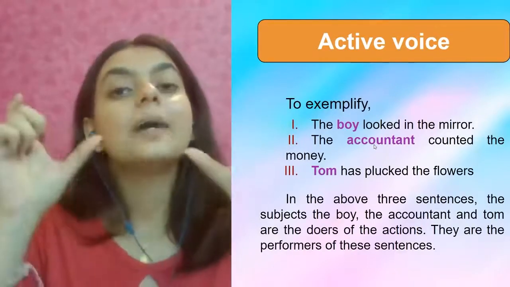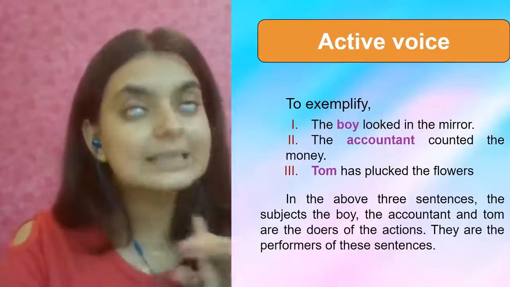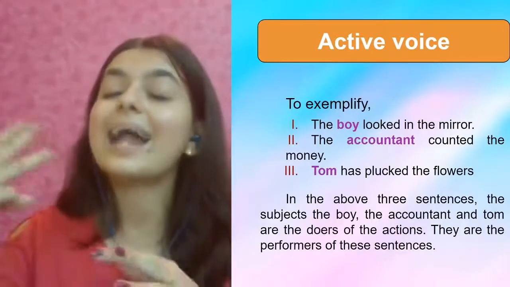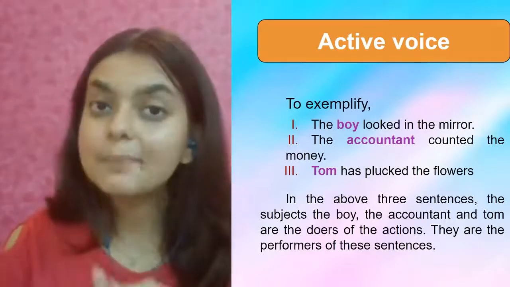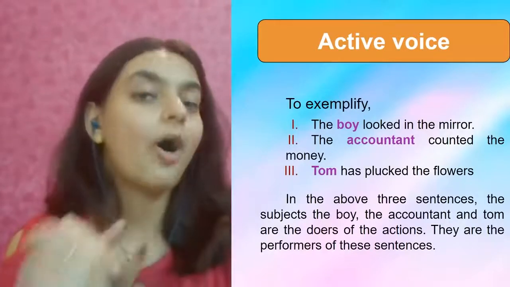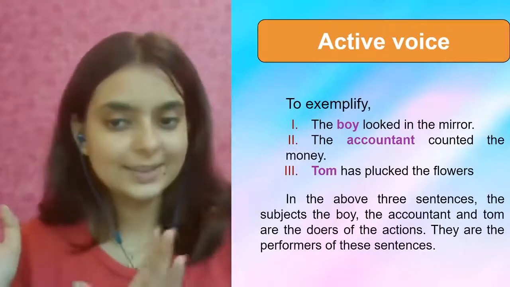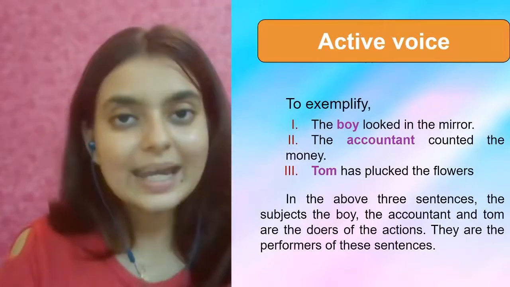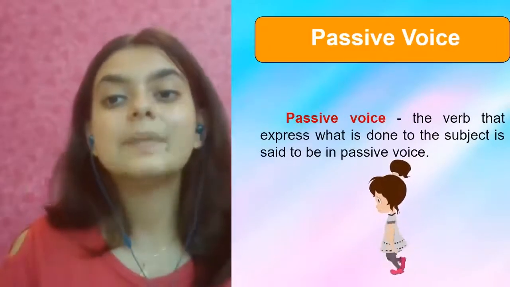So what is the formation of active voice? You have the subject first, then you have the action or the verb, and finally you have the object. So active voice means subject, verb, object. Very easy, don't have to worry, it's not that tough. Passive voice means what?